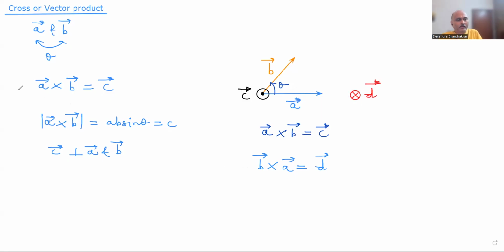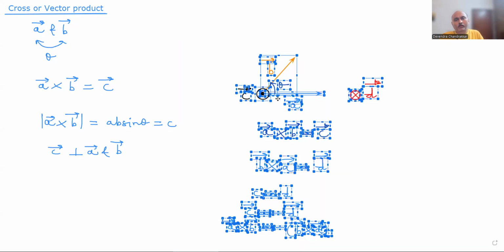So always remember this, that the magnitude of C is equal to the magnitude of D, but vector C is minus of vector D. So vector C is opposite of vector D. So A cross B is equal to minus of B cross A. I hope all of you recalled what we did yesterday.